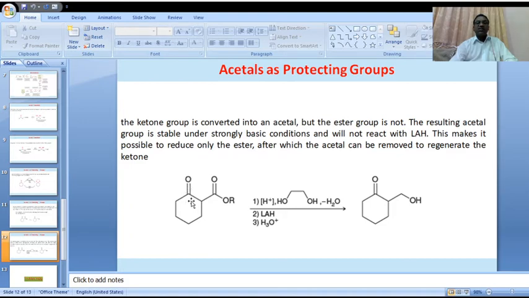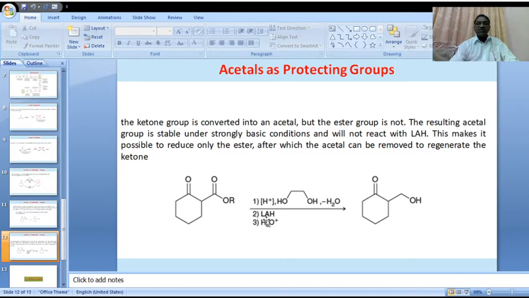Only this ketonic function group reacts, with the diol in the presence of acid, and is converted into an acetal. Only this particular function. The ester group does not participate in the acetal formation; the ester group stays as it is. The resulting acetal group is stable under strong basic conditions and will not react with LAH.